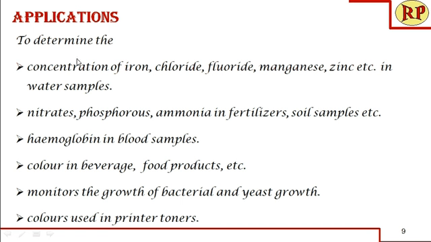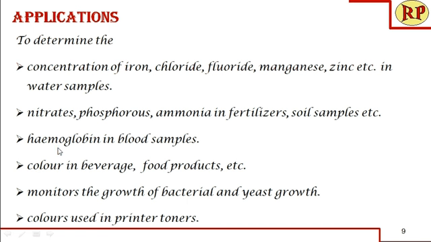There are many applications of this colorimetric analysis. We can analyze the concentration of iron, chloride, fluoride, manganese, zinc in water samples, and nitrates, phosphorus, ammonia in fertilizers and soil samples, because in soil we are using fertilizers. How much ammonia, how much phosphorus, how much nitrates are there, because these are the most essential macronutrients in the soil.